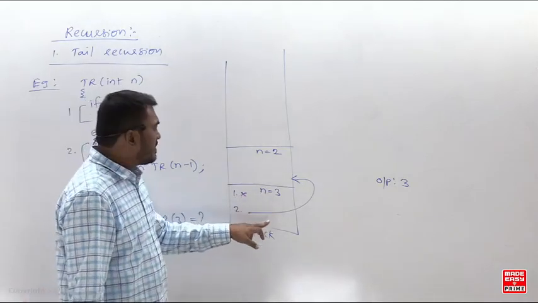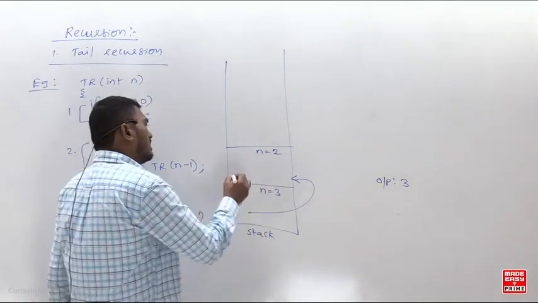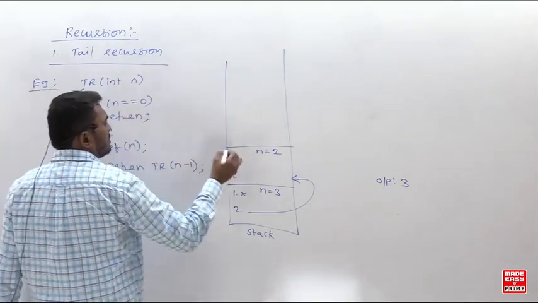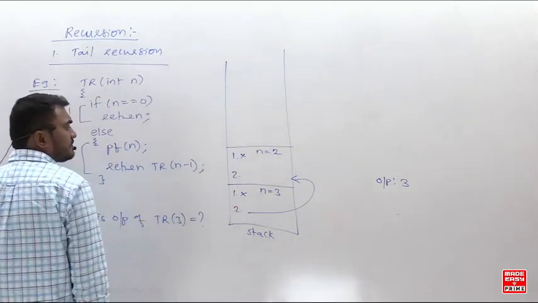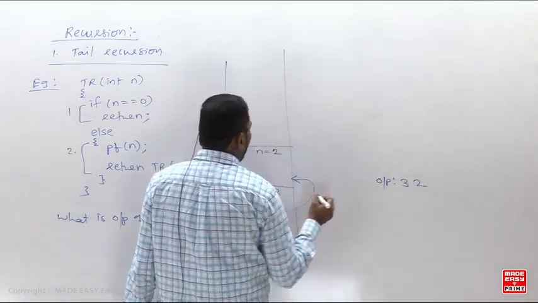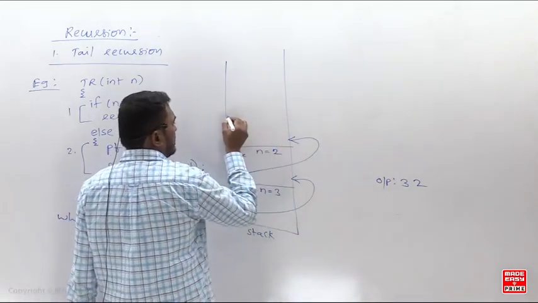3 here. So 3 minus 1 means what? You are passing 2. So again, you will have a first statement, second statement. Now same thing, n equal to 0, true or false? False. You will not do that. Now second, printf n. What is the n value? Okay, 2. And next, recursively call TR of n minus 1.